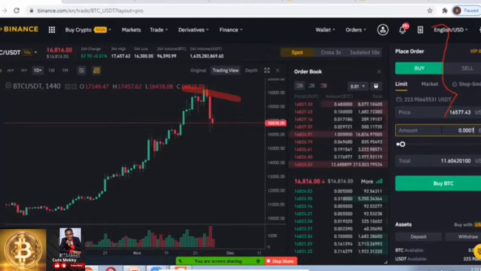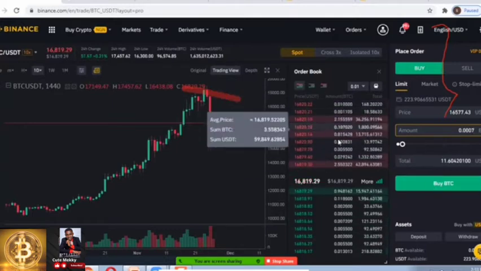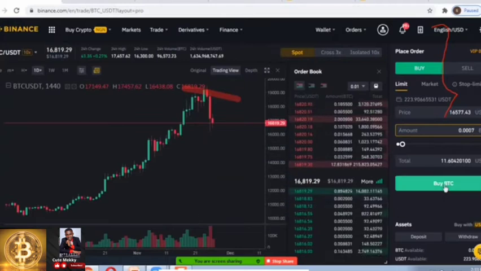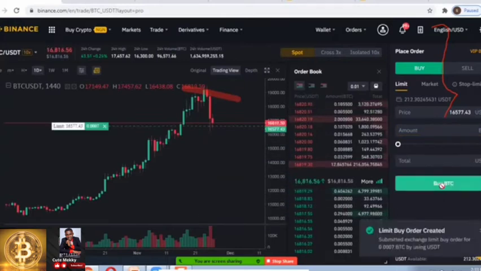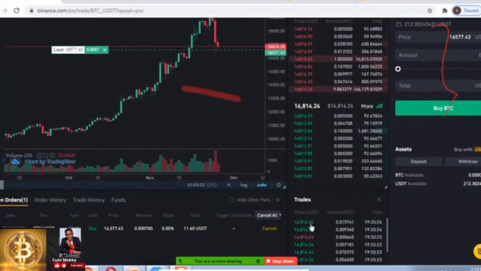and I want to buy 0.0007 Bitcoin. So if I place this order, this is about 11 USDT. If I place this order, my order will be executed. Now it will go to the order box as a buy order. So if I click on it, you see my order has been created. Now if I go down, you see limits, you see buy. It's not filled yet. Why? Because price have not come to that area.